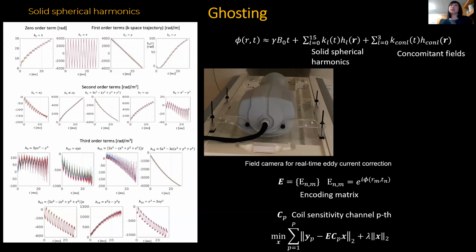And the plan is, for the next generation Connectome scanners, to integrate field camera probes into our in vivo coils as well as the ex vivo coils so that we can do simultaneous field camera monitoring.